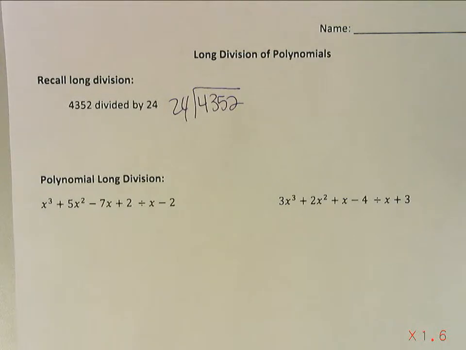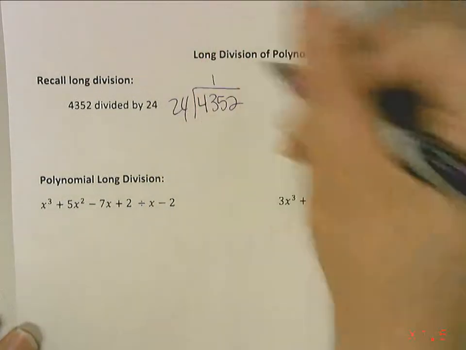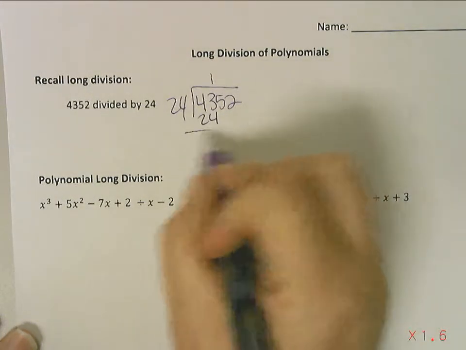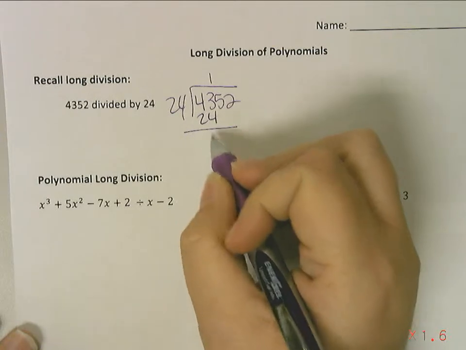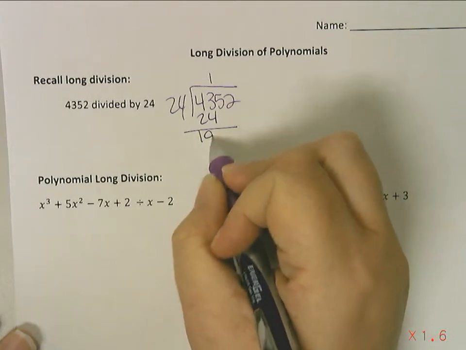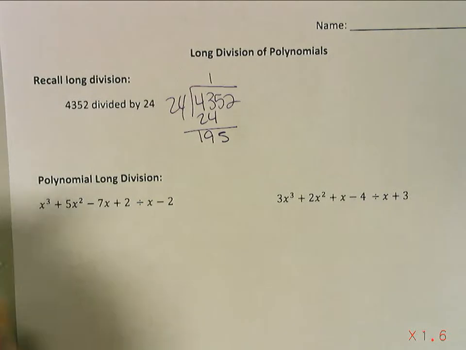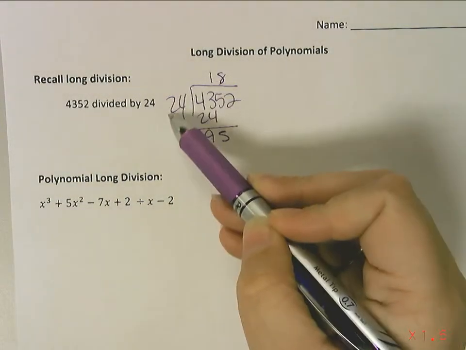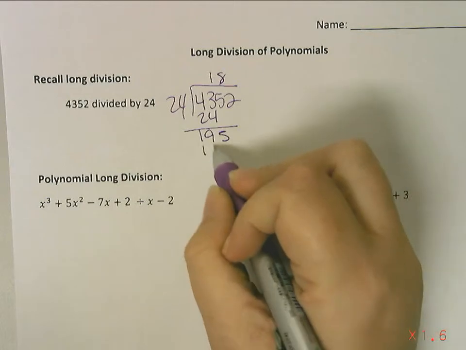So 4 does not go into 24, but 43 does go into 24. So 24 goes into 43 one time, so this becomes a 1 on top. So 24 times 1 is 24. And then we're going to subtract. So 43 minus 24 is 19, and we'll bring down the 5. So we have 195 now. So 195 divided by 24 is 8. And then we're going to do 8 times 24, and then we're going to get 192.